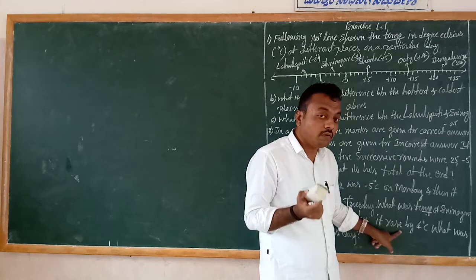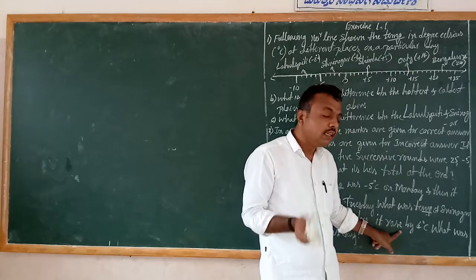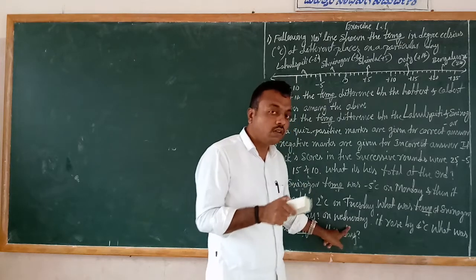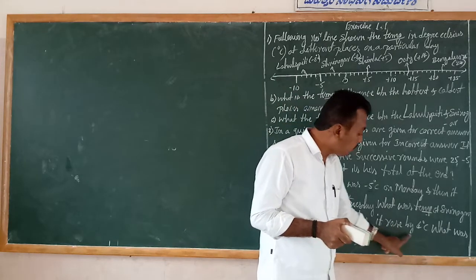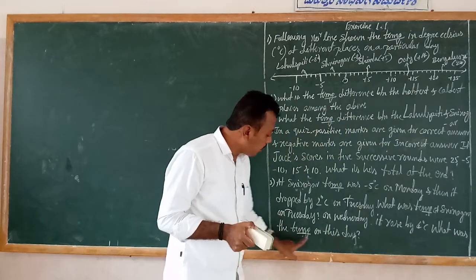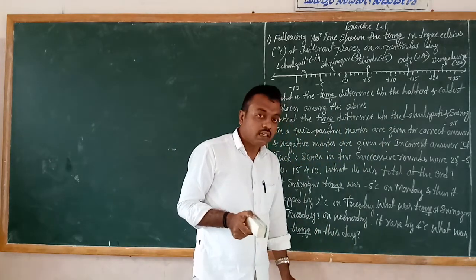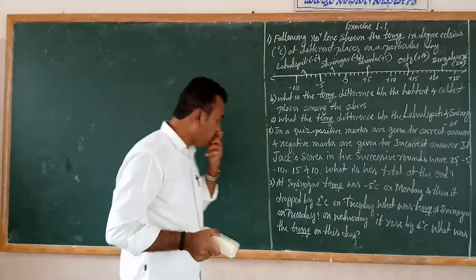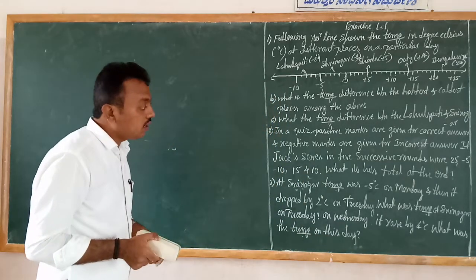Rose means, what is the past form of rise? It rises. The temperature will rise. On Wednesday it rose by 4 degrees Celsius. What was the temperature on this day? So what will the temperature be on Wednesday? First we have to find Tuesday. What is the temperature on Tuesday?